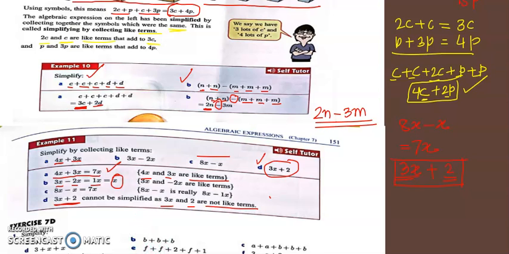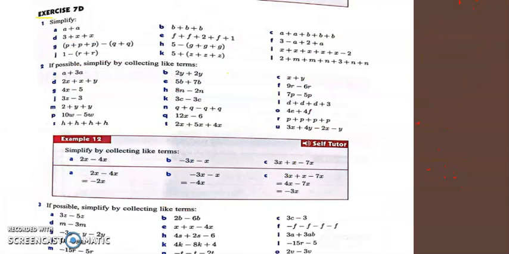Hope my explanations so far are very clear to you. If you have any doubt, you can always write your doubt in the comment section. Now exercise 7D I am giving you as homework. I have explained everything. You shouldn't face any difficulty in doing these sums. For example, I will do this sum.